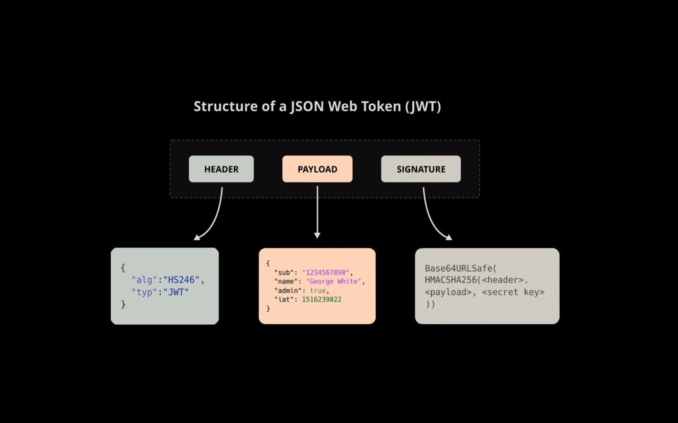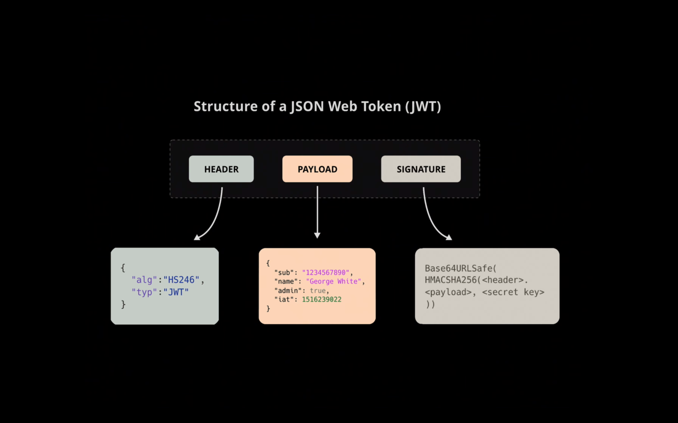This is encoded as a JSON object, and then base64 URL encoded to form the first part of the JWT. Payload: the payload contains the claims, which are statements about an entity, usually the user, and additional data. Claims can be registered, that is, predefined; public, which means custom defined; or private, agreed upon by the parties involved. Like the header, the payload is also base64 URL encoded to form the second part of the JWT.